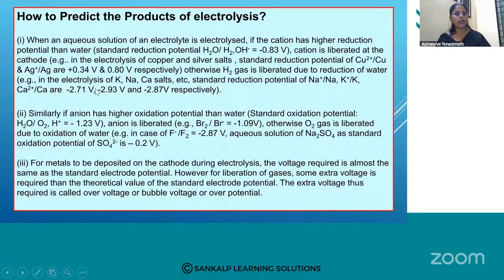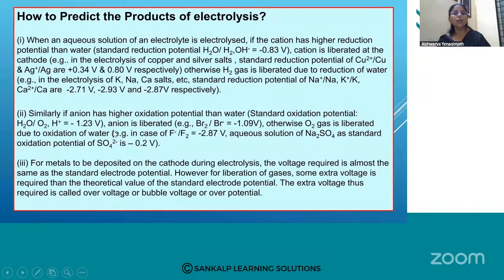And how to predict it? When aqueous solutions of electrolytes are electrolyzed, if the cation has a higher reduction potential than water, the cation is liberated at the cathode. So in the electrolysis of copper and silver salts, the standard reduction potentials of Cu2+/Cu and Ag+/Ag are 0.34 and 0.80. Otherwise, H2 gas is liberated due to reduction of water.